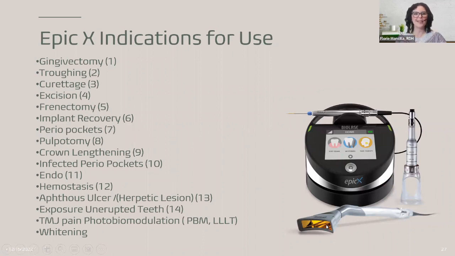So you don't have to buy a whole other thing that sits next to you in the chair. You have it all here with you with your laser. So it's the whitening wand. And then we have the TMJ wand or pain therapy wand, which you can put over the masseter area or the temporalis, depending on where your patient is experiencing pain. So that's where that photobiomodulation, that PBM or low-level light therapy is coming from.